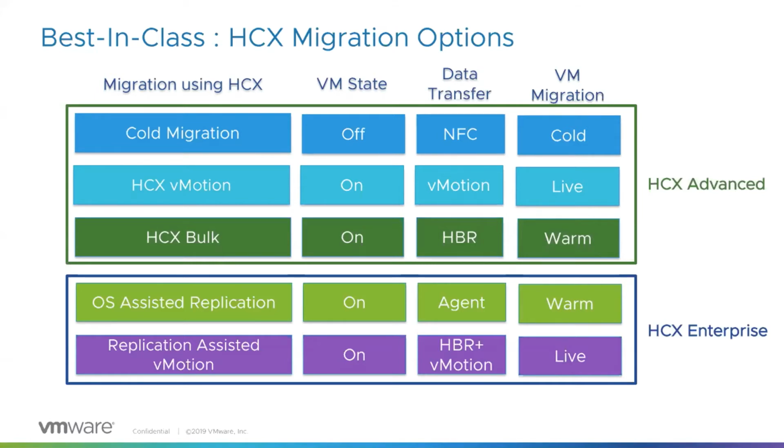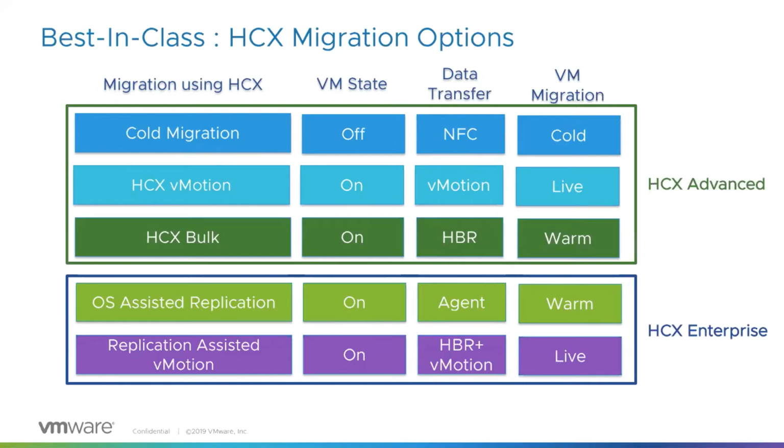This is primarily for workloads which are non-vSphere native. Replication assisted vMotion brings together the goodness of both HCX vMotion as well as bulk migration. So what that means is the initial synchronization and copy of the disk is done using vSphere replication. So that can be done in parallel.